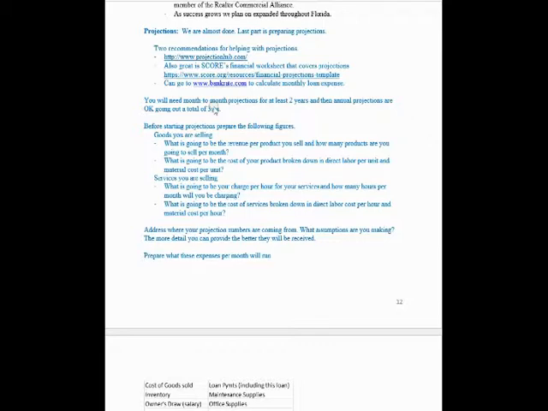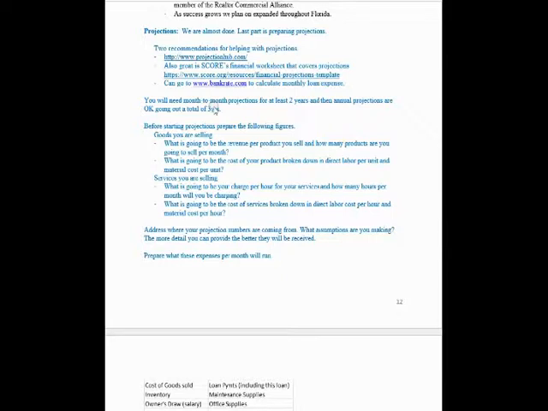Now when you do the projections, you need to calculate what your monthly loan expense is. If you're not sure how to do that, you can go to bankrate.com. They have great financial calculators where, based on the financing amount you stated in the beginning when we went over sources and uses, you can find out what that monthly payment is and put that in as a monthly expense.